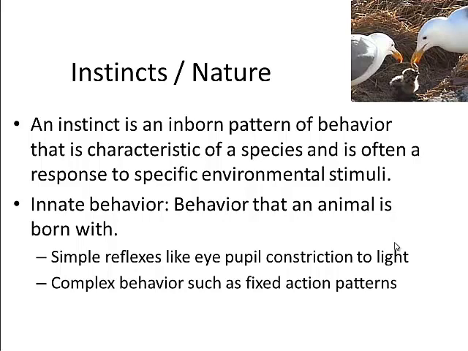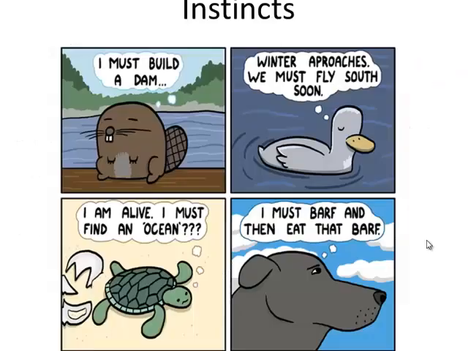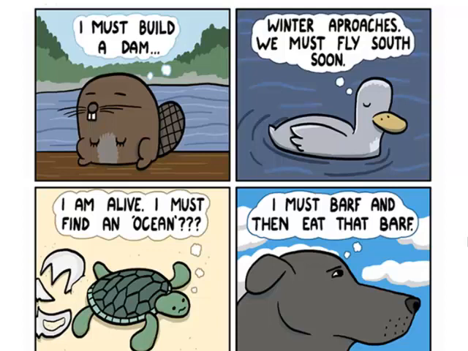But some of these can be very complex behaviors. And we're going to talk about a few complex behaviors now. These are known as fixed action patterns. So instincts are what animals must do in some ways when related to external stimuli. But they don't have to learn this. There's no socialization. Animals do these behaviors primarily genetically determined.